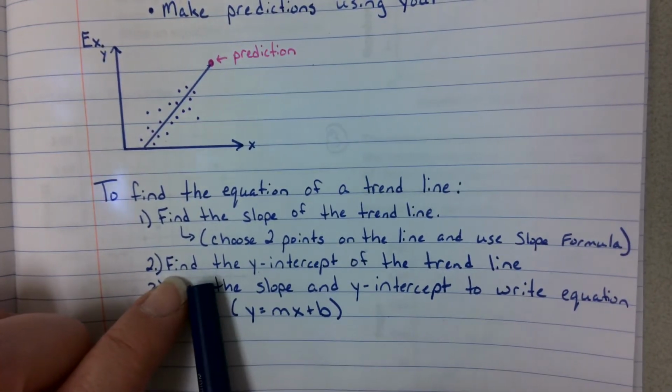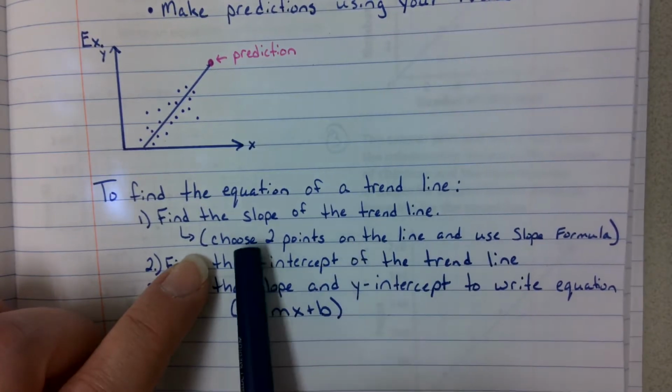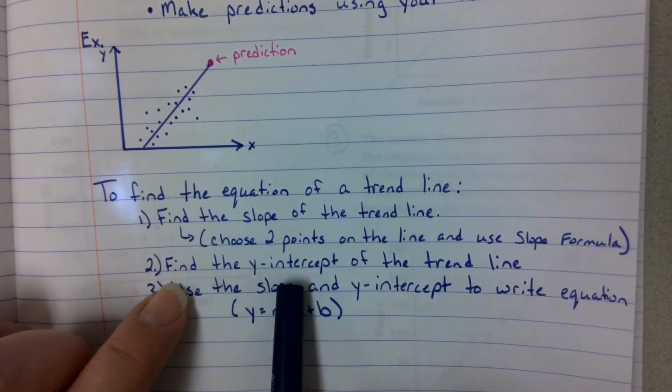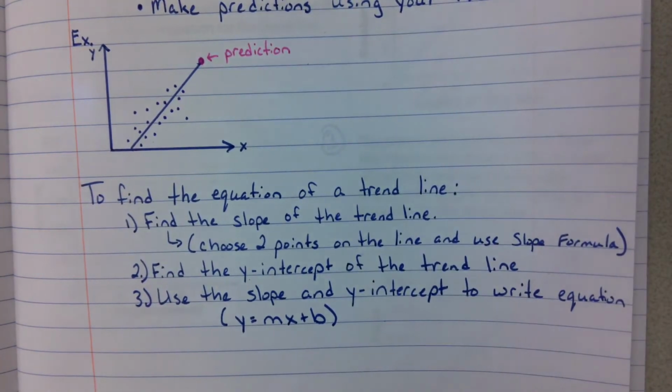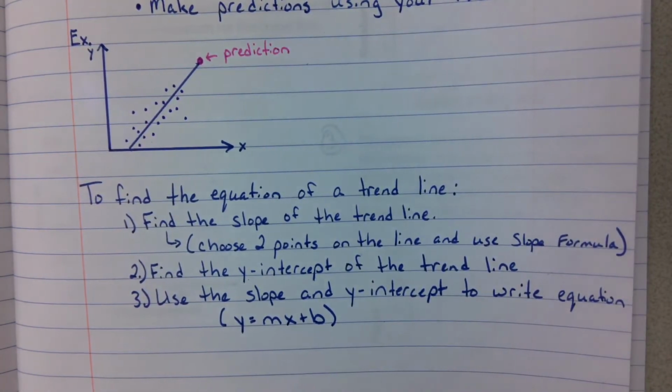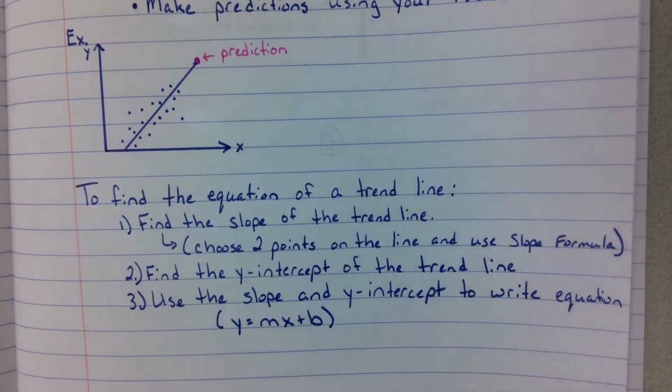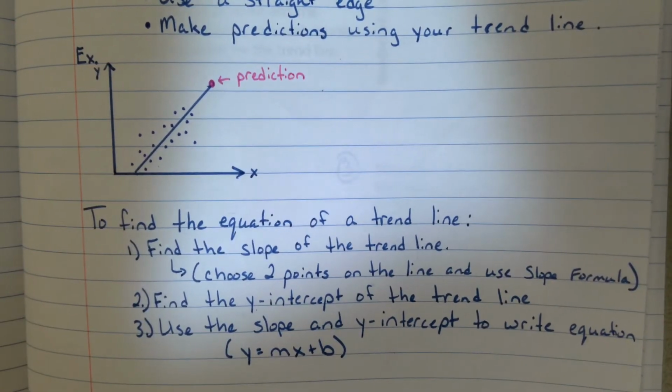Two, once you have your 2 points and you've solved for the slope, then you're going to find the y-intercept of the trend line, which is where it intersects or crosses the y-axis. Last, you use your slope and y-intercept to write your equation. We're going to use slope and y-intercept to write our equation using the slope-intercept form, y equals mx plus b.